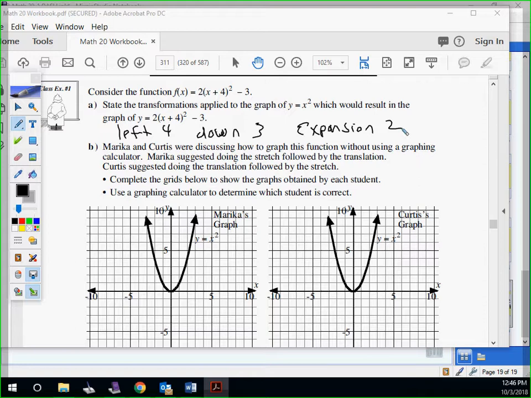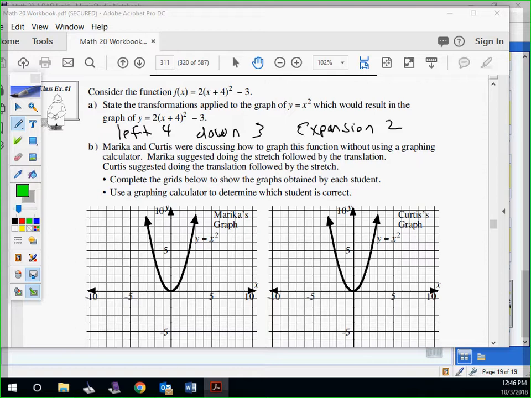Okay, so we're going to look at an issue you can run into here that's really, really important, so pay attention. Marika and Curtis were discussing how to graph the function using a graphing calculator. Marika suggests doing the stretch followed by the translation. Curtis suggests doing the translation followed by the stretch. So we're going to do what they said. Marika said she's going to do the stretch first.